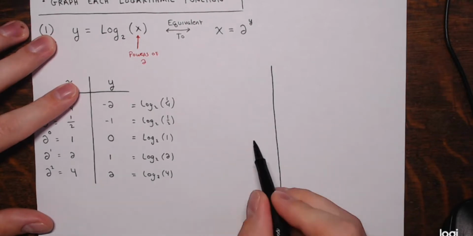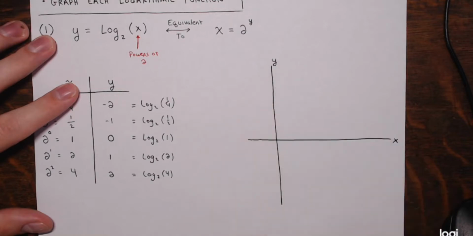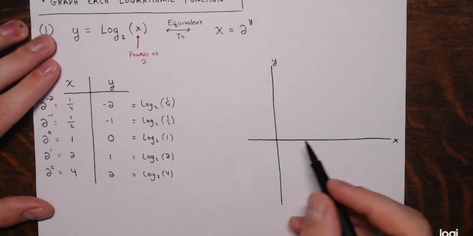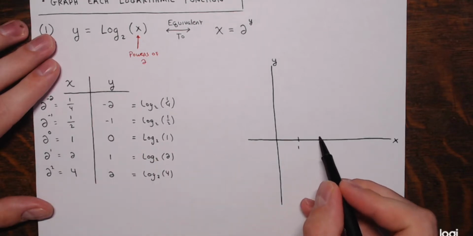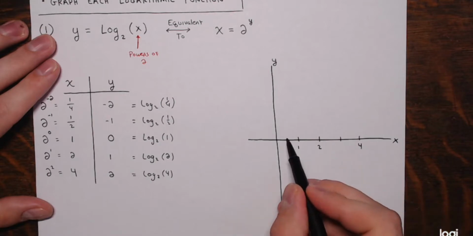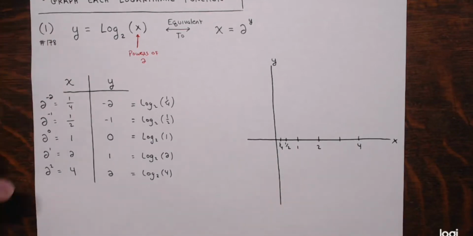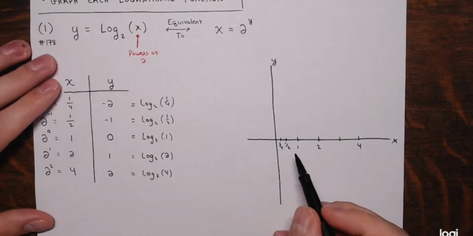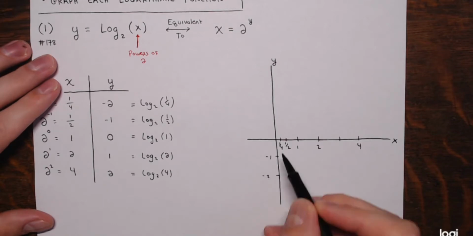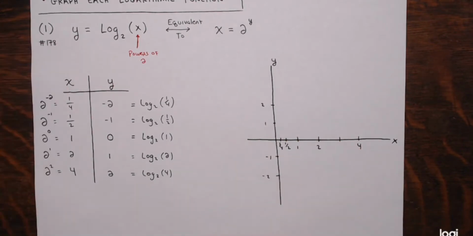So I'm going to make my xy plane. X-axis horizontal, y-axis vertical. And looking at the x values that are used here, we have an x value of 1, an x value of 2, an x value of 4, an x value of 1/2, an x value of 1/4, and then the outputs are just integers: 0, -1, -2, +1, +2. So I mark those off, and let me plot some points.